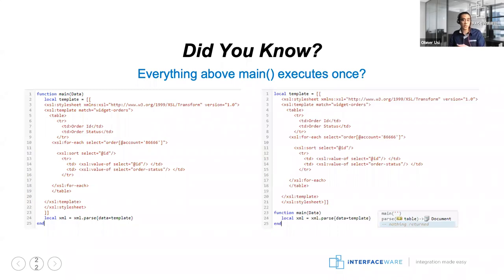Here we have the template above the main. The template will get assigned once, which is on channel startup. And when messages come in, the parsing can happen right away without the need to define the template every time. It might seem that this is a trivial enhancement, but when hundreds of messages are coming in every second, small changes like this can go a long way in keeping your channels running smoothly. We'll talk about this more in our database topic, so keep this in the back of your mind.